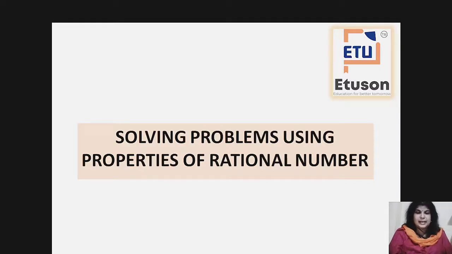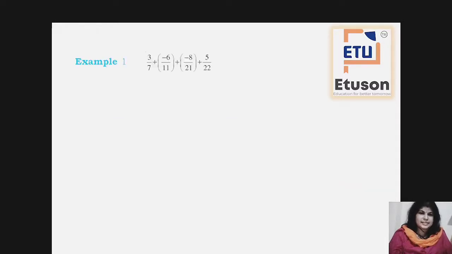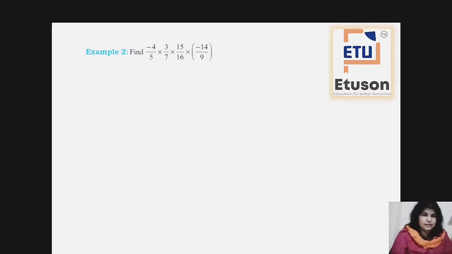Now we will take some examples in which we will be using properties of rational numbers, and we'll see how we can solve the problem easily. So let us take this problem: 3/7 plus (-6/11) plus (-8/21) plus 5/22, into -14/9. So we are going to solve this.